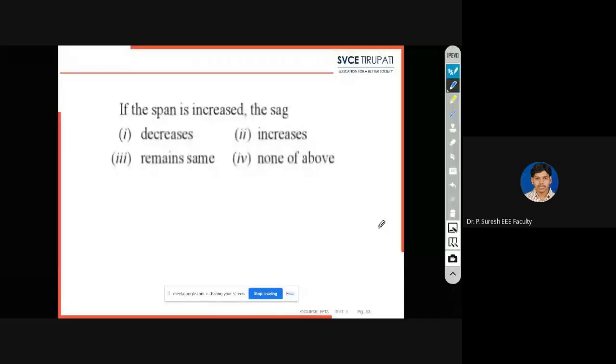So can anyone tell me, when the span increases, what happens to the sag? Does it increase, decrease, or remain the same? What is the formula for sag? S equal to WL square by 8T. Sag is directly proportional to the square of the length. If the span increases, obviously sag also increases.